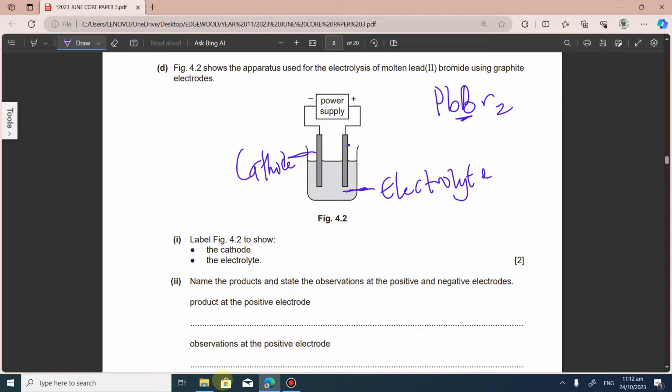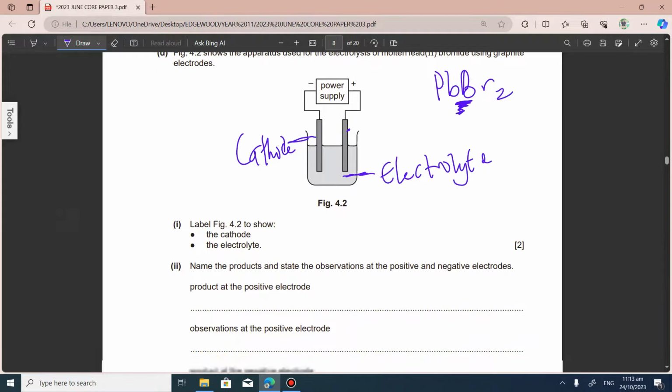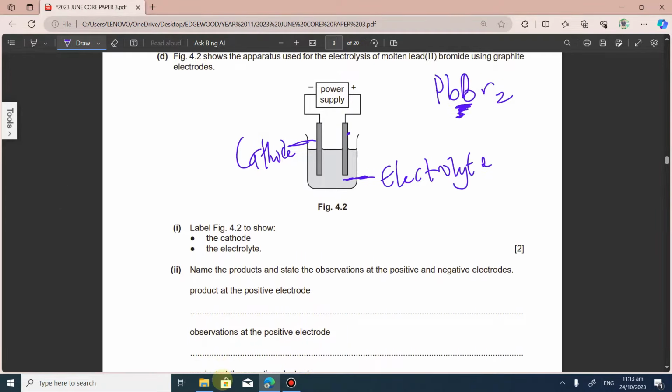All right, so we are saying that this, as an electrolyte in the molten state, would decompose due to the passage of electricity. It says name the products and state the observations at the positive and negative electrode. So remember, this is the positive electrode, which is the anode. And since it is positively charged, when we split this up, we're going to have something like this, Pb 2 plus, and then we have the Br minus.